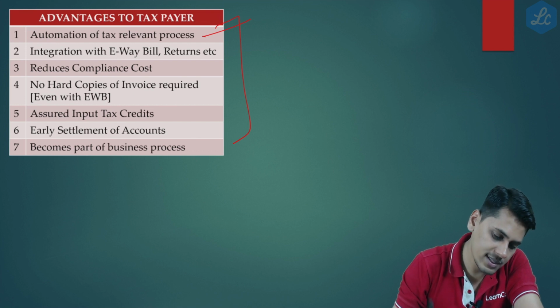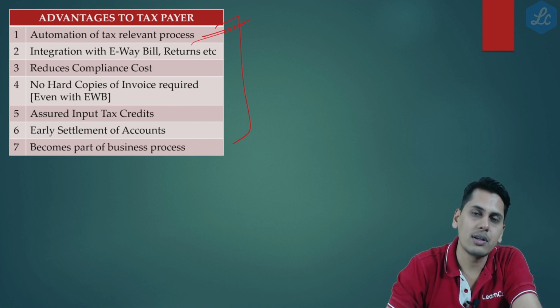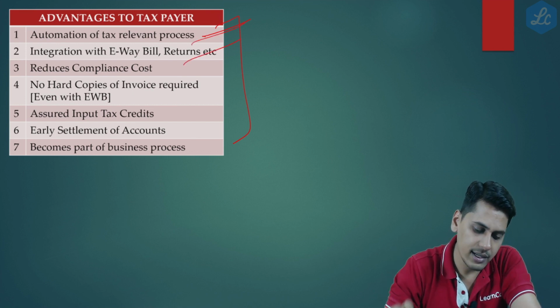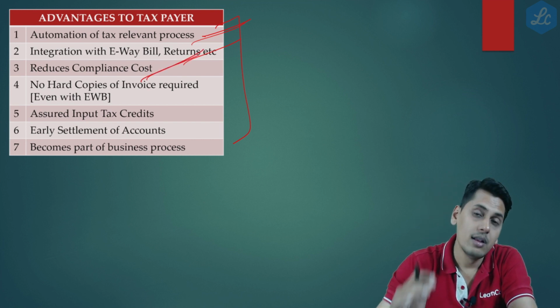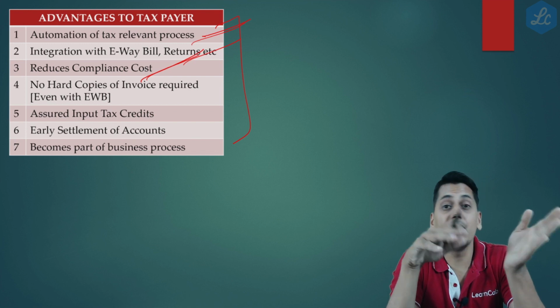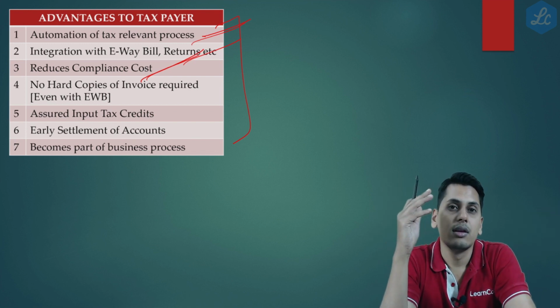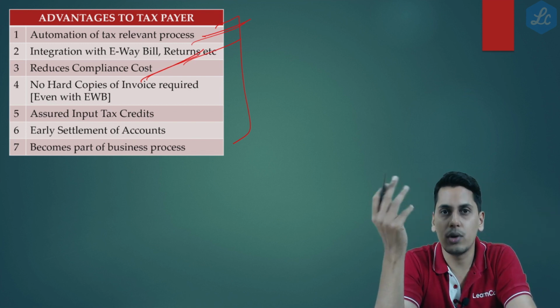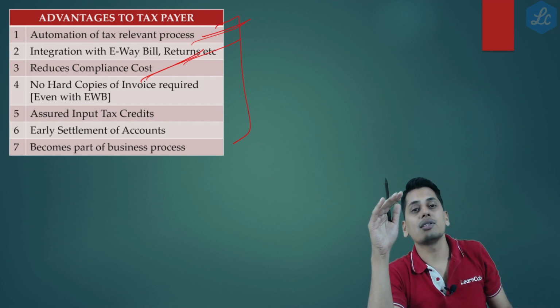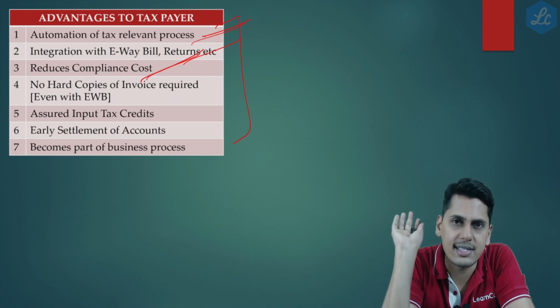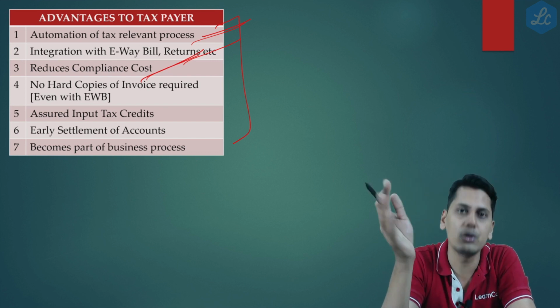So friends, the advantages are automation of tax relevant processes, integration with e-way bill, returns, etc. It reduces the compliance cost. Now friends, if a transaction is happening and then GST returns need to be filed, the registered person, the businessman, would go to consultants where they would get their GSTR 1 filed. Now friends, let's suppose e-invoice is made applicable to all registered persons for B2B supplies and also B2C supplies.